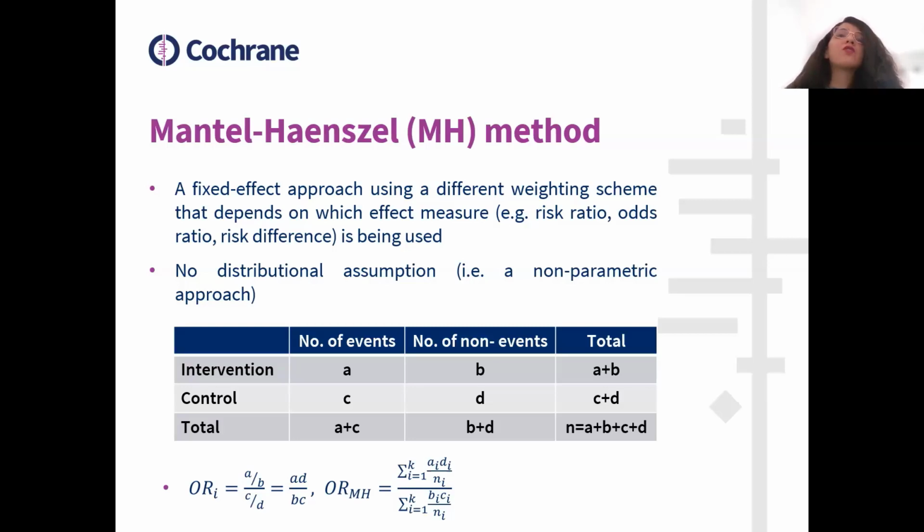Mantel-Haenszel method has no distributional assumption. The inverse variance methods assume that the within-study intervention effects are normally distributed, but the Mantel-Haenszel method is a non-parametric approach. So if we want to calculate the Mantel-Haenszel odds ratio for the meta-analysis, we will use the 2x2 table of number of events and number of non-events per arm.